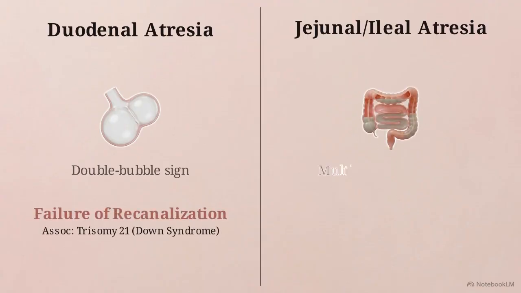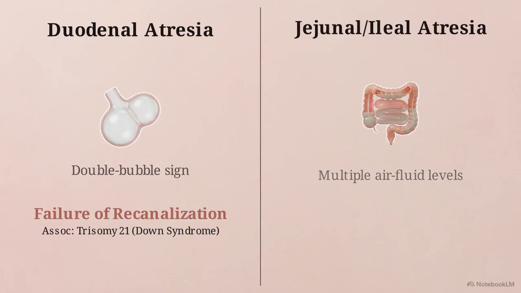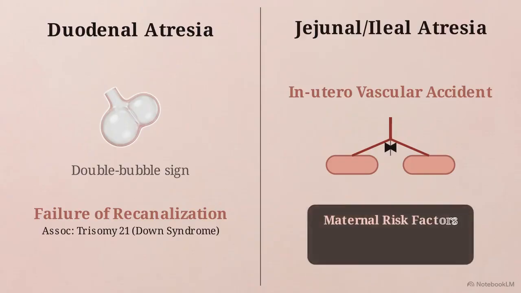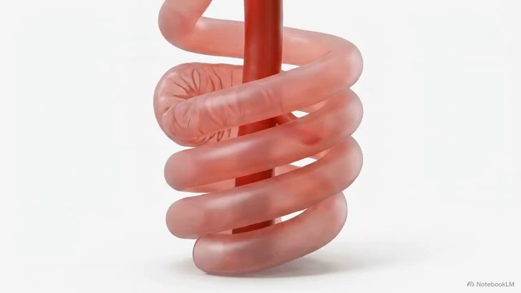On the right, multiple air fluid levels indicate jejunal or ileal atresia. This is caused by an in utero vascular accident that leaves behind blind ends of intestine. Because this atresia is the result of a vascular disruption, the primary risk factors are maternal vasoconstrictive exposures, such as tobacco or cocaine use. The most urgent mimic for early bilious emesis is malrotation with midgut volvulus.